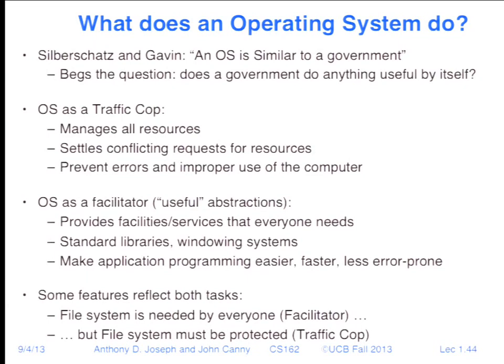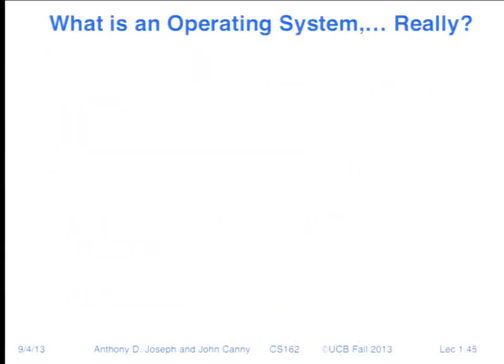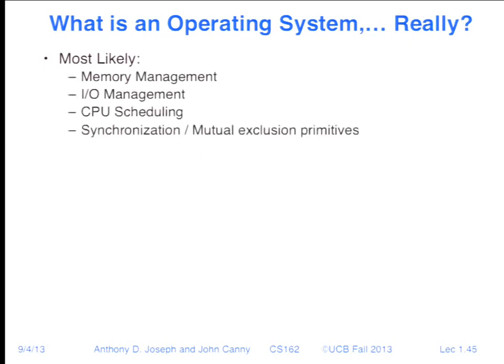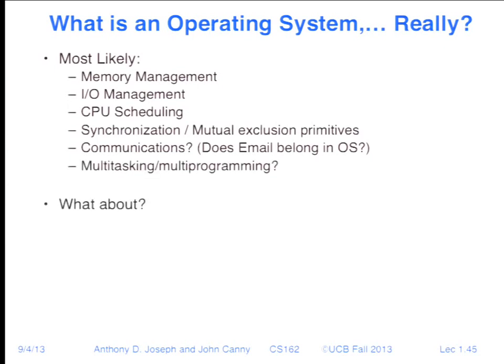The file system is needed by everybody. You need facilitation to access it because it's quite complex. You also need the traffic cop function to make sure that your accesses to the same file are exclusive and correctly ordered. So finally, in practical terms, here are some of the almost universal elements of an operating system. Up to, say, email, most of these would be considered a natural part of the operating system.